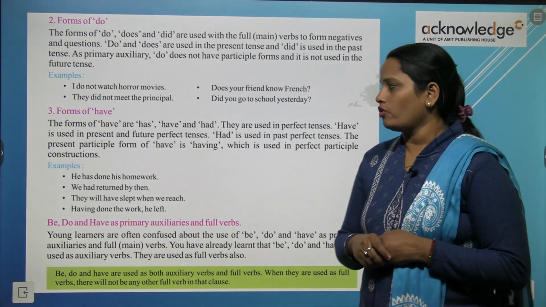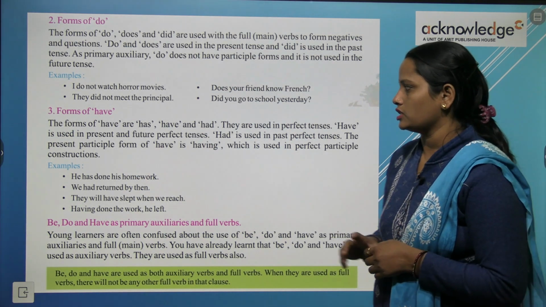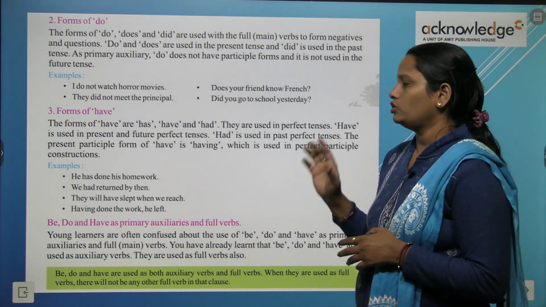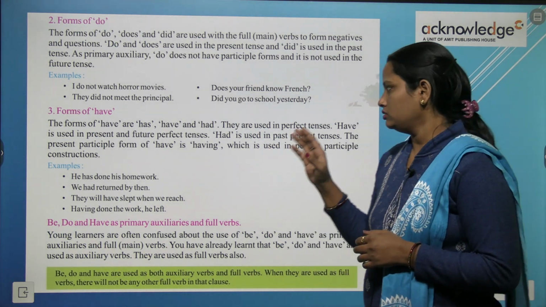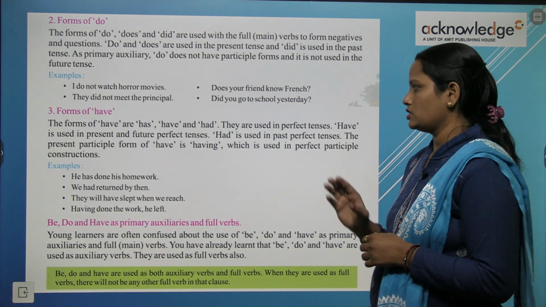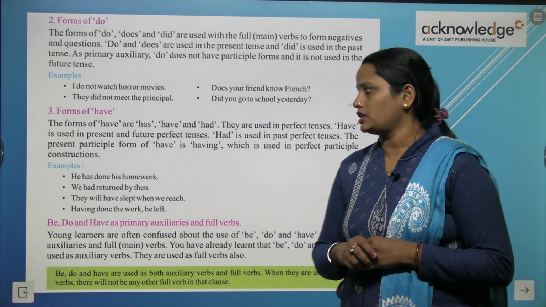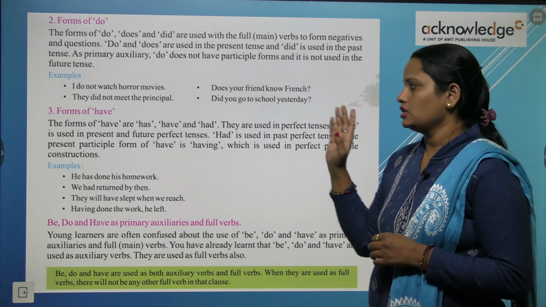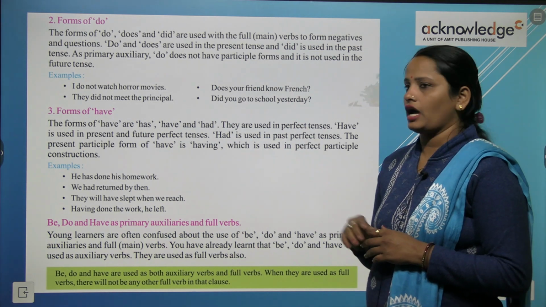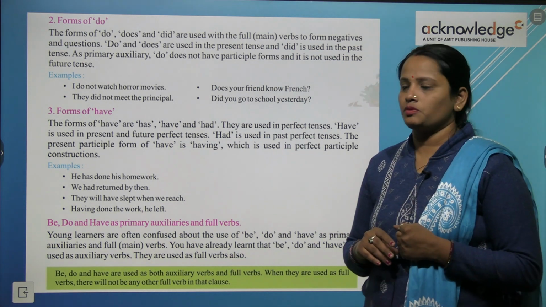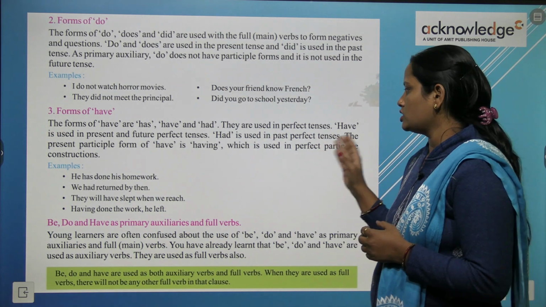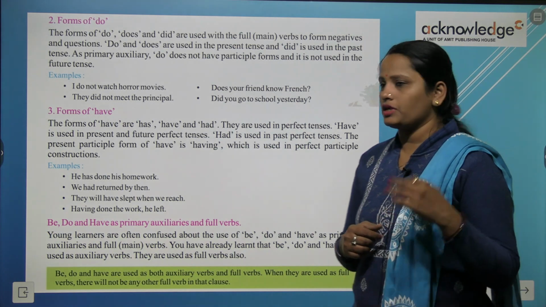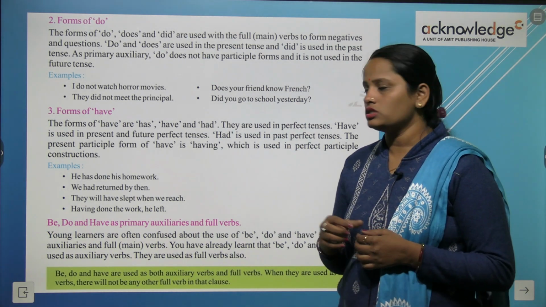Now the forms of have. Have के कौन-कौन से forms हैं? The forms of have are has and have. तो तीन form has, have, had. They are used in the perfect tense. Have is used in the present and the future perfect tense, and had is used in the past perfect tense. The present participle form of have is having. So present participle जो है वो है have का having, which is used in the present perfect construction. So जब हम present perfect बनाते हैं तो उसमें हम having का use करते हैं.